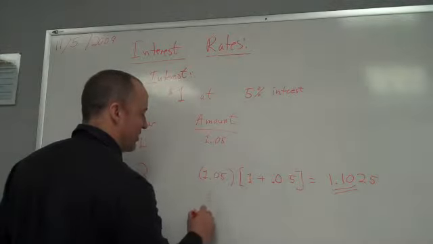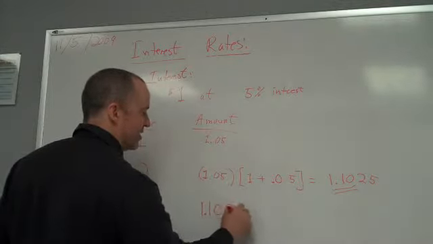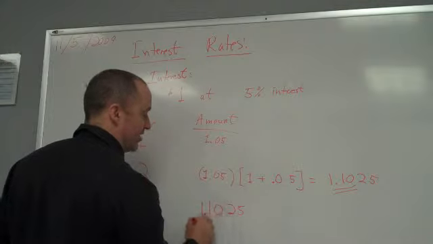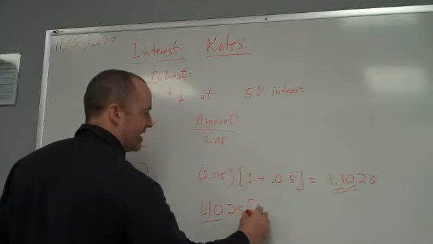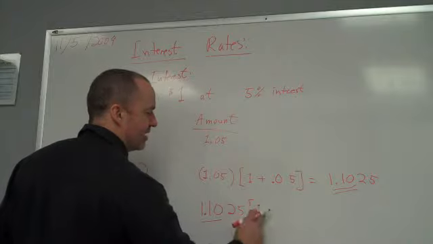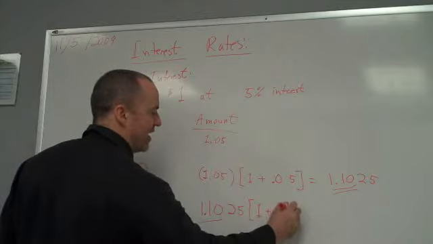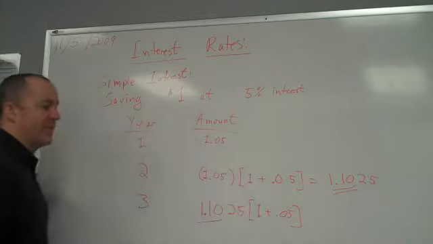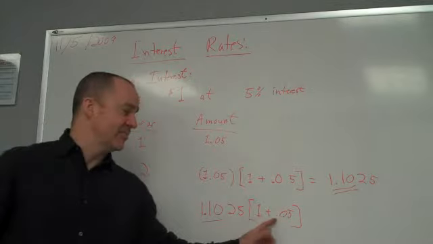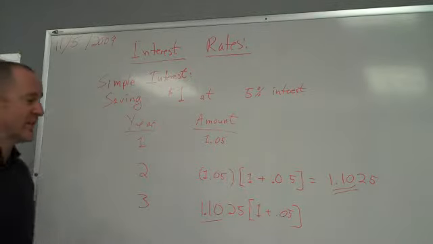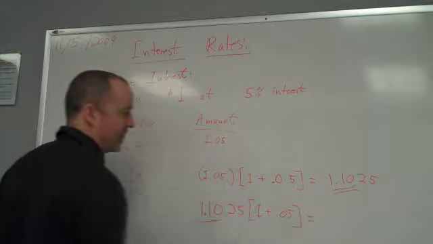At the end of year 3, you're taking your $1.1025, rounding to $1.10 here, and you're multiplying it again by 1 plus 0.05. The 1 is because you're getting your $1.10 back. The plus 0.05 is the 5% interest added onto it. What'll that get you?